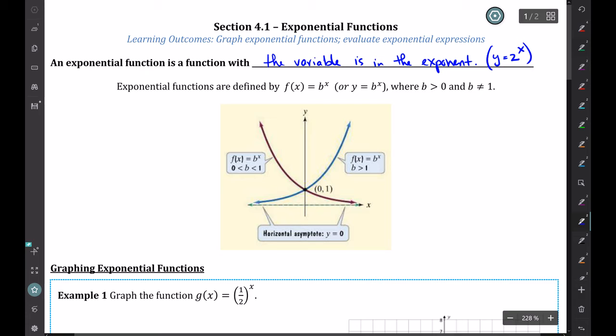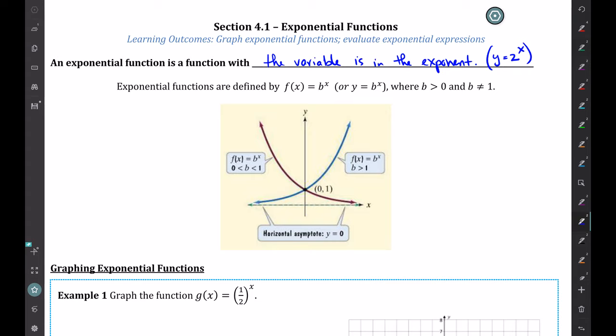So rather than having a variable raised to some constant power, we have a constant raised to a variable power. And exponential functions are incredibly important because they show up in all types of real-world applications, in science, and in biology, and in finance, just to name a few. And so we're going to look at these in quite a lot of detail over the next 5 sections.